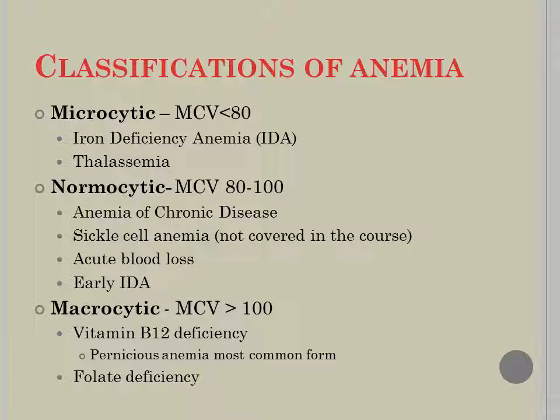And with macrocytic, your MCV would be over 100. So you have larger cells, the size of your red blood cells is larger. That will be seen with vitamin B12 deficiency, specifically pernicious anemia, which is the most common form, and also folate deficiency.